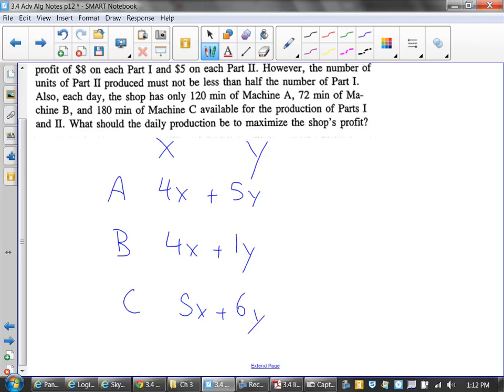After that, it told you that you had up to a certain amount of time for each machine to be running. When it says you have this amount of time to run, that's always going to wind up being a less than or equal to. You can't run longer than that. So you have less than or equal to 120, less than or equal to 72, less than or equal to 180. But it has to be greater than 0, right?